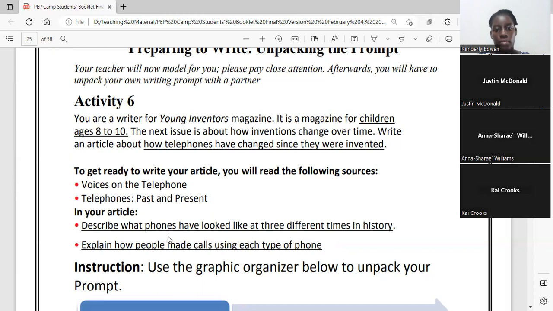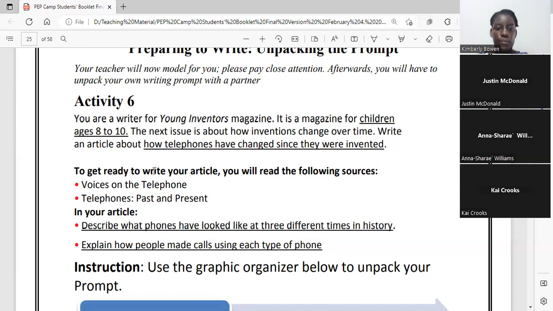You are a writer for Young Inventors magazine. It is a magazine for children ages 8 to 10. The next issue is about how inventions can change over time. Write an article about how telephones have changed since they were invented.